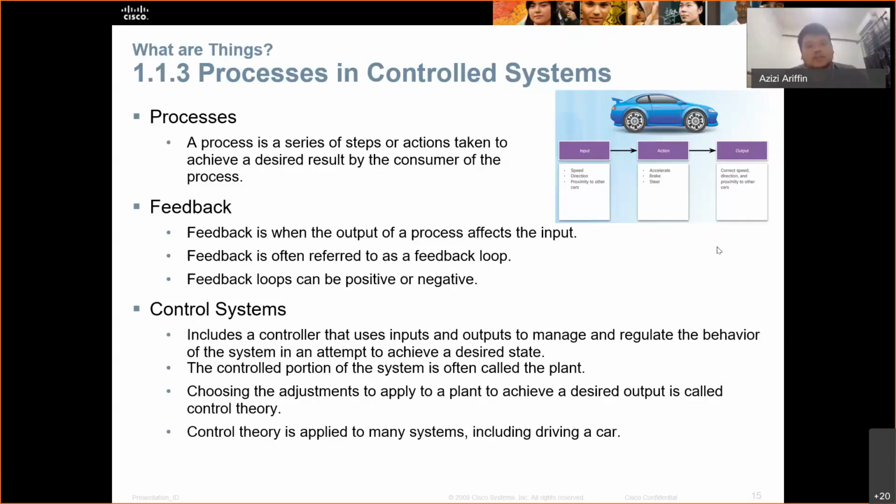Then the feedback. The feedback is when the output of process affect the input. So feedback is often referred to as a feedback loop, and feedback loop can be positive or negative. So daripada sensor punya data kita proses dan apa output kita buat, tentu nampak lampu ke apa. So that is what we call as feedback from the system. And we also have control system, which include a controller that use input and output to manage and regulate the behavior of the system in an attempt to achieve a desired state.